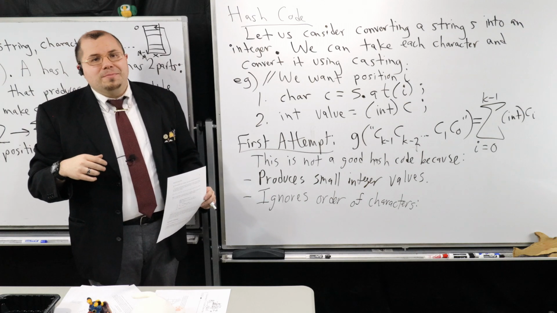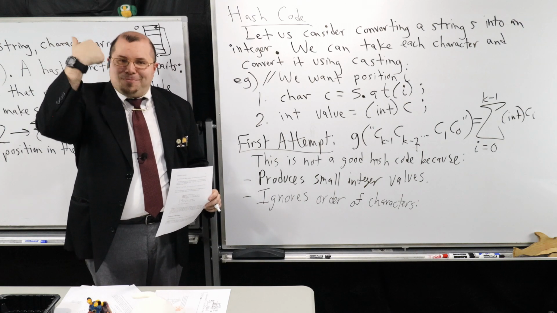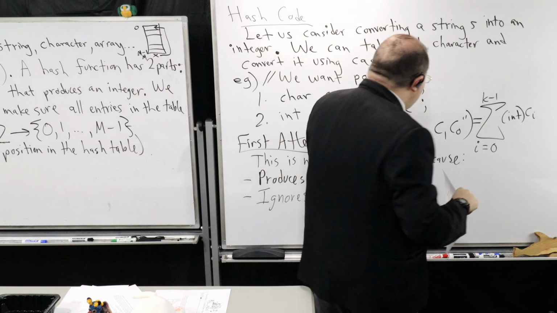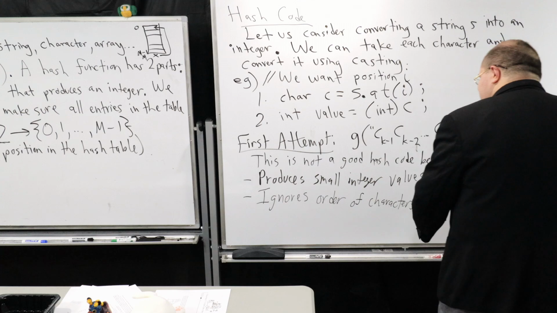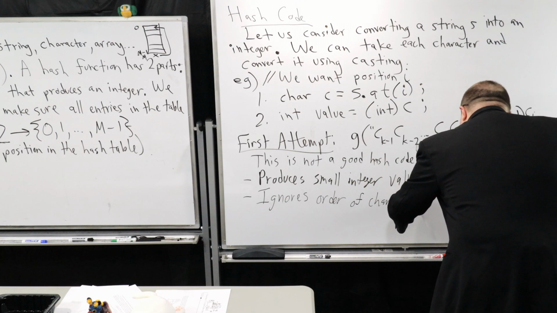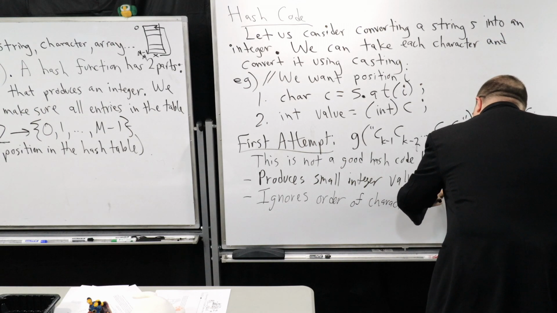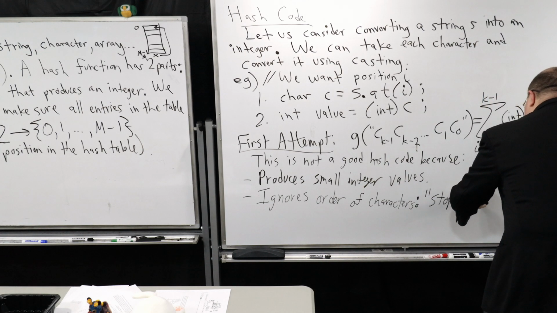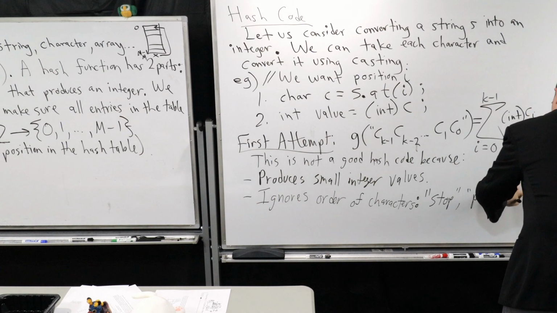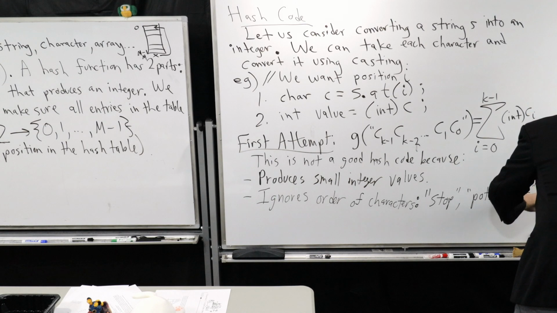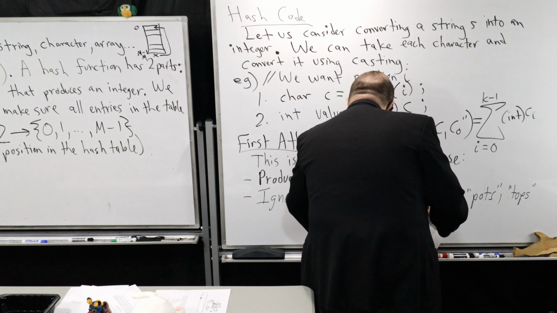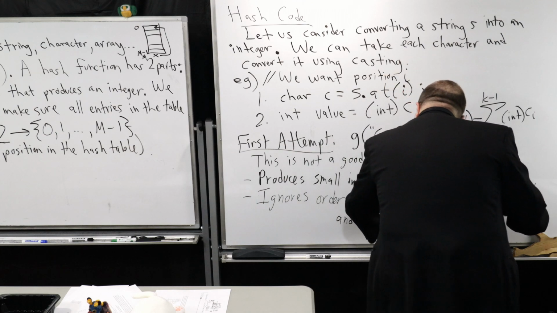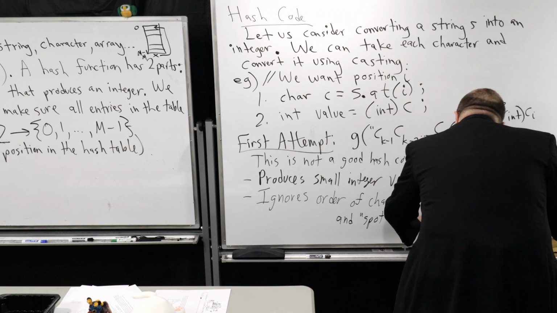That's a problem, because when the compression map comes along to map it to a position, they'll all go to the same exact position. And if that happens very often, that's going to be a big problem. So it ignores order of characters. Just to give you an example of what I mean: if I give you the string stop, pots, tops, and spot, they all have the same value.